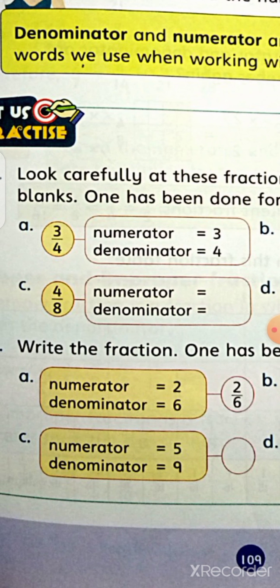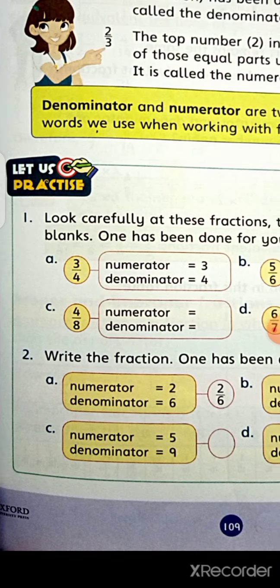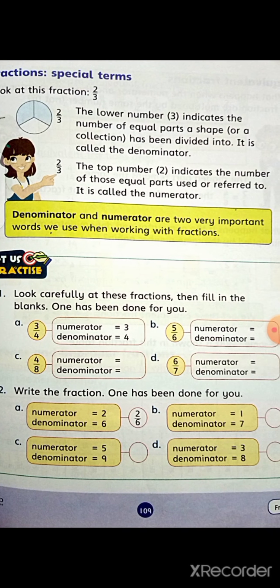Remember the spelling also, dear students, of numerator and denominator. Spelling of numerator is N-U-M-E-R-A-T-O-R. Denominator, D-E-N-O-M-I-N-A-T-O-R. You must learn these spellings also. C part, you will do yourself in the same way, and you will do D part yourself.